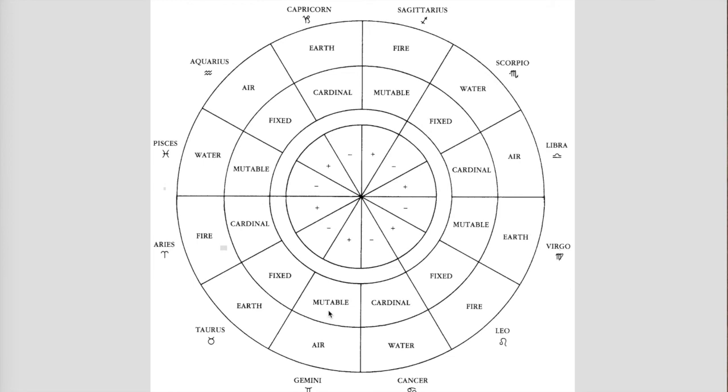So, mutable air. Air is your mind. And that's true whether it's cardinal air or fixed air or mutable air. Air is the mind, air is the mental capacity. I always like to reference the swords when I think about the air element. In the tarot, the suit of swords is representing the air.